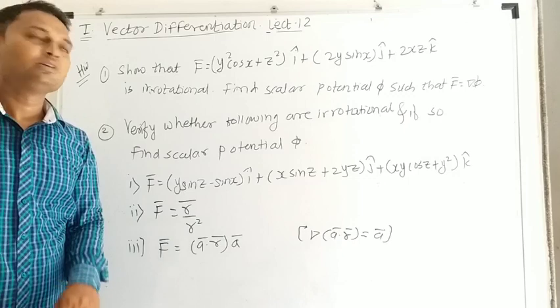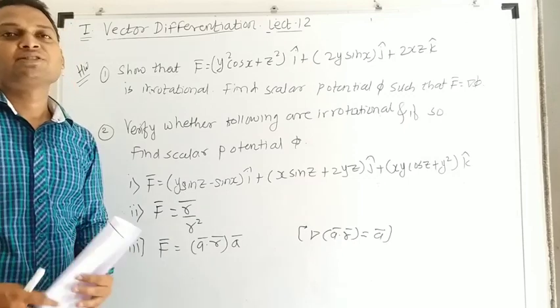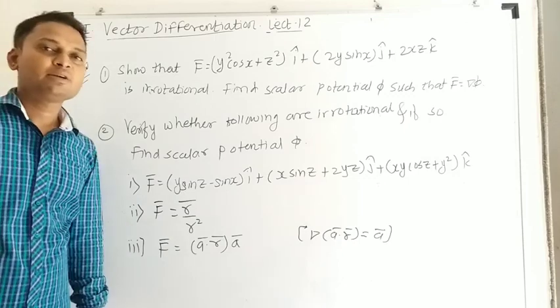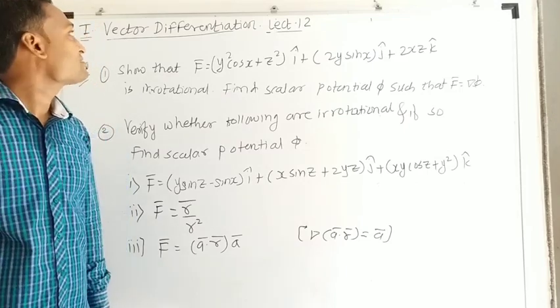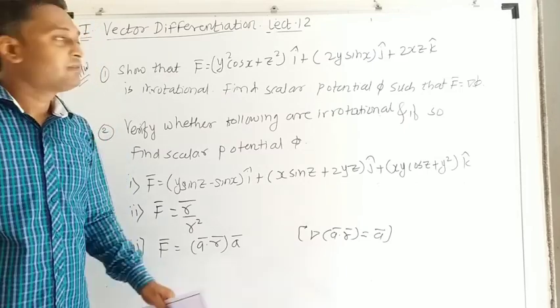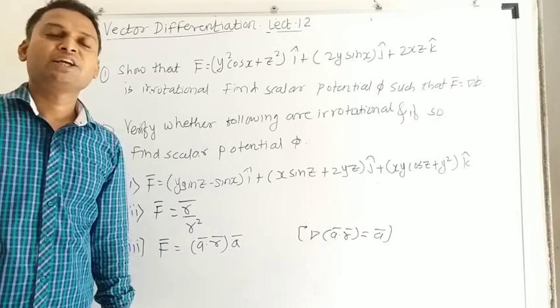So that's it from the topic scalar potential. In the coming lecture, we are going to start the last topic, which is a very important one, vector identities. That will be the last topic from the vector differentiation unit, and it will take 2 to 3 lectures.